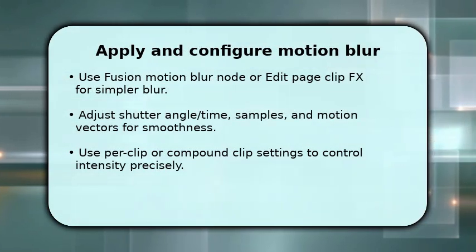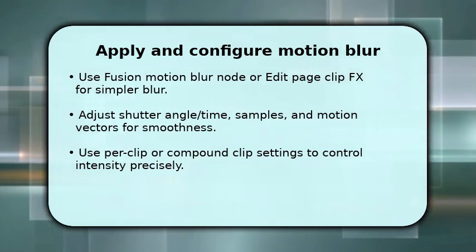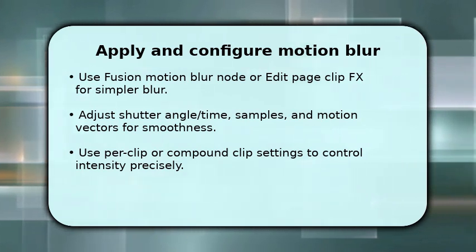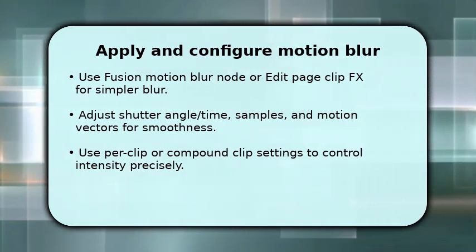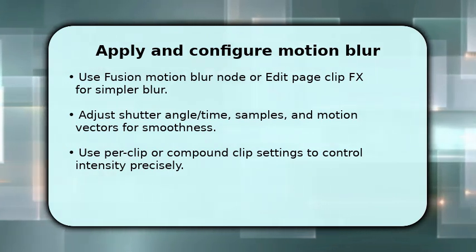Next, add the motion blur where you need it. In the Edit page, choose the Clip FX or jump to Fusion and add a motion blur node for per-frame vector-based control. Increase shutter angle or shutter time to deepen blur and raise sample count for cleaner results. Higher samples cost render time.